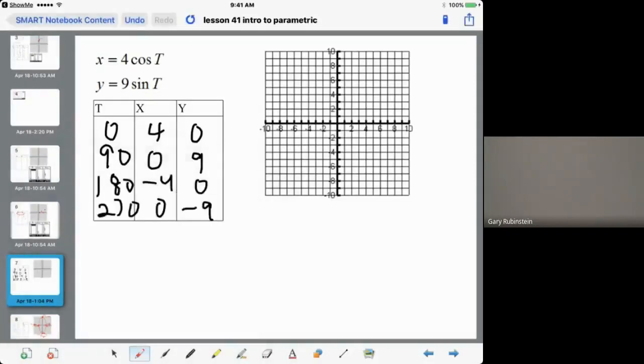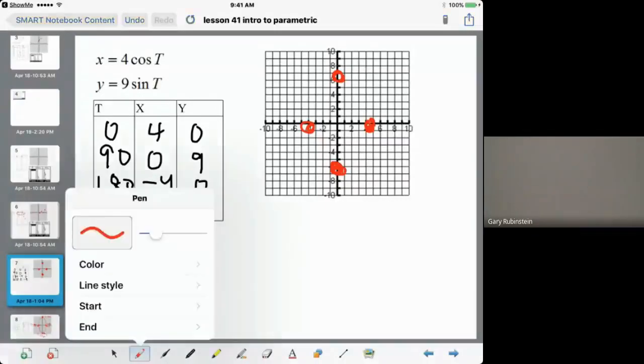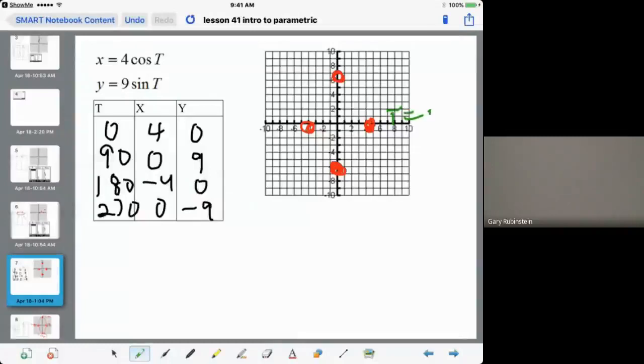And when I plot those points, 4, 0, 0, 9, negative 4, 0, 0, negative 9, you could type what you suspect. What do you suspect it is? And it is an ellipse. And it's an ellipse that would get graphed starting here, and it would be going sort of in this direction.